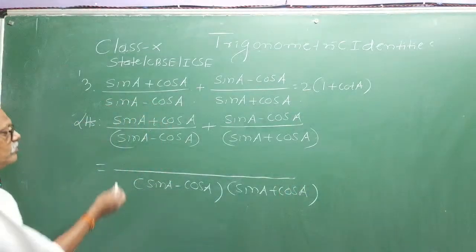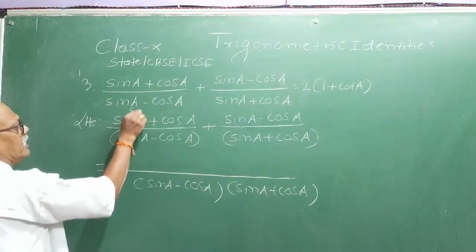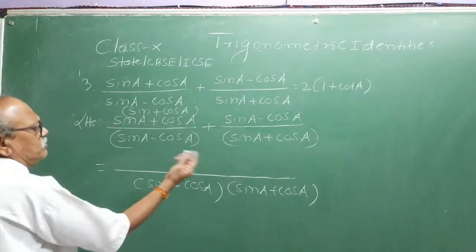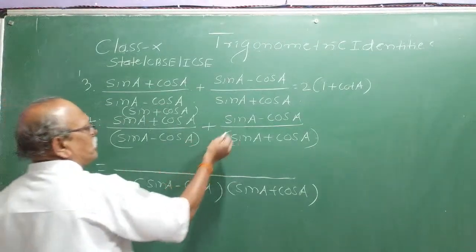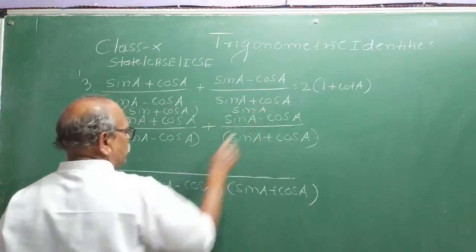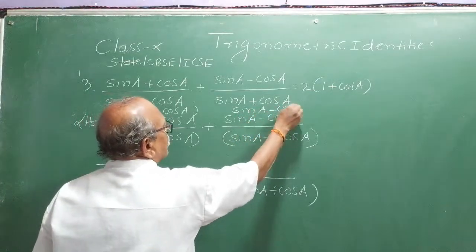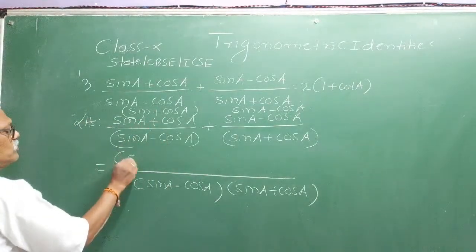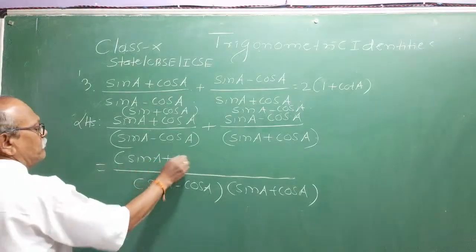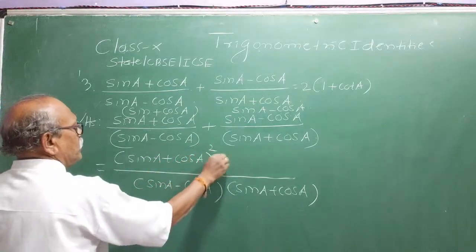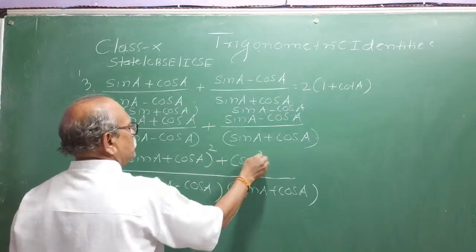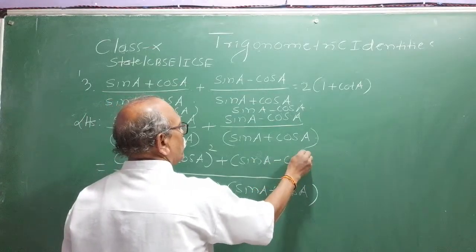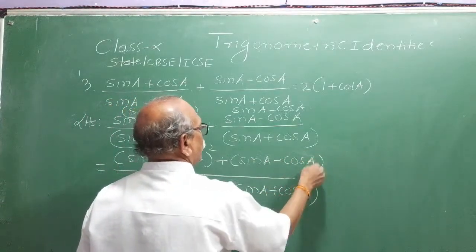Then you get sin A minus cos A into sin A plus cos A in the denominator. Like you add fractions 1 by 2, 1 by 3, similarly you have to add sin and cos. Sin A plus cos A into, to get the LCM, you have to multiply this with sin A minus cos A. You get in the numerator sin A plus cos A whole square plus sin A minus cos A whole square.